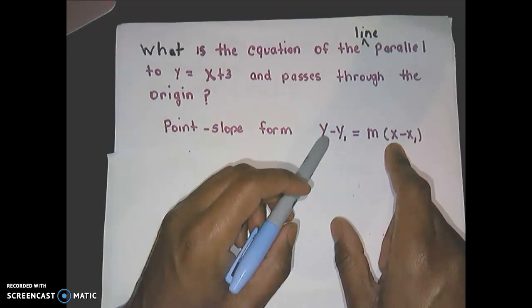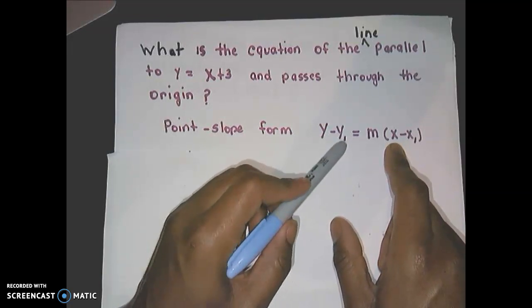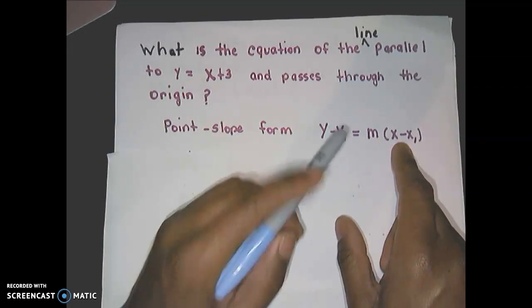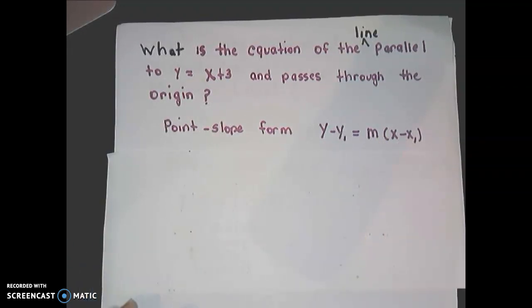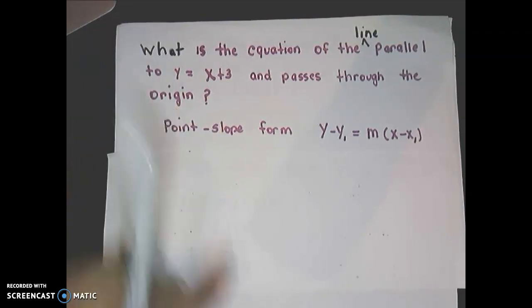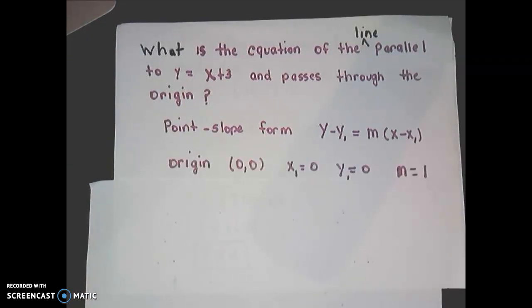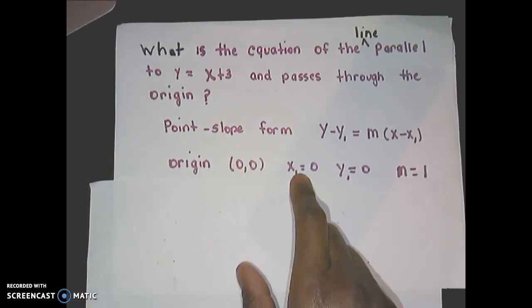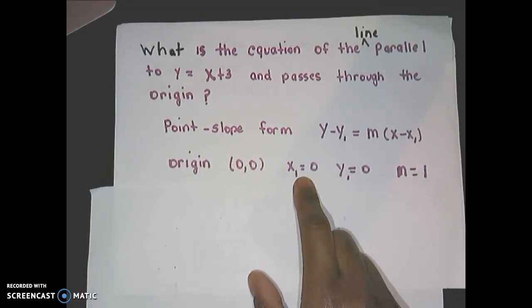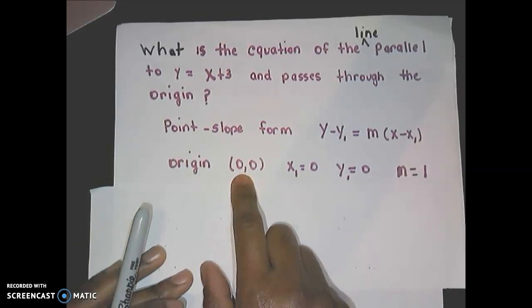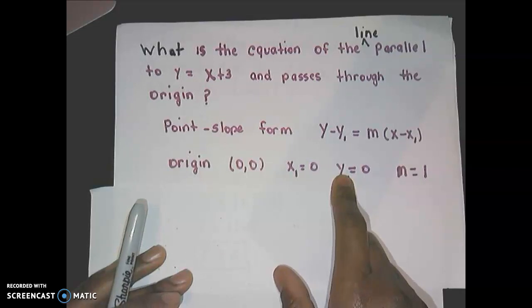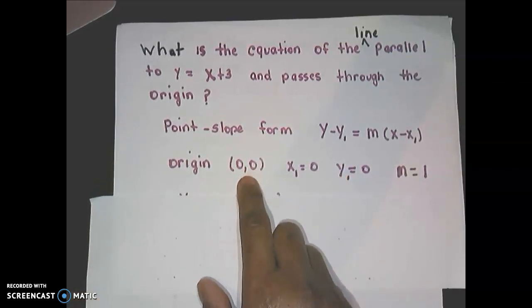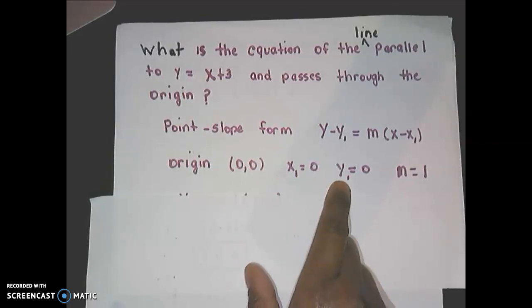The only things you're going to be substituting a number in for are your y1, your m, and your x1. In this particular case, your x1, y1 is always going to be the point that you're passing through. So since we're passing through the origin, the point is 0, 0. So my x1 is going to be 0 and my y1 is going to be 0.